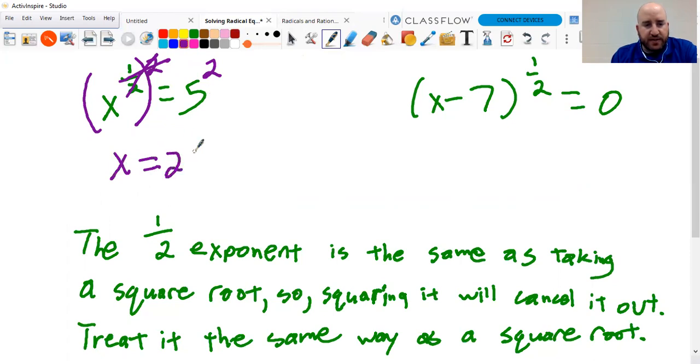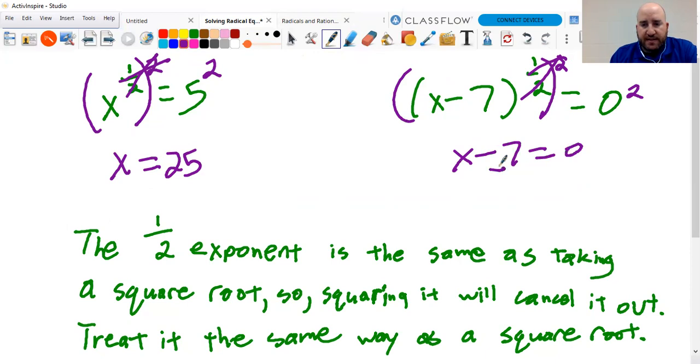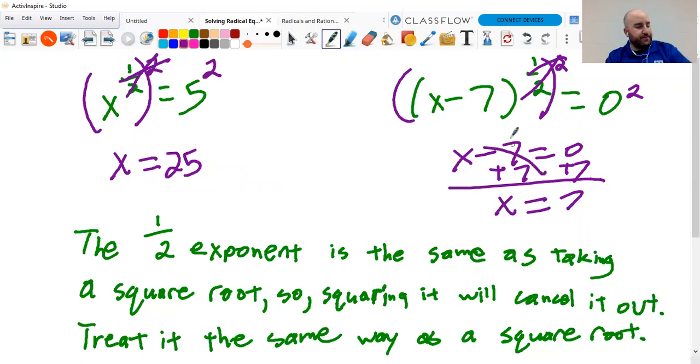x equals 5 squared, which is 25. Over here, same thing. Square this whole side, it cancels out. 0 squared is 0. x minus 7 equals 0. Add 7 on both sides. x equals 7.